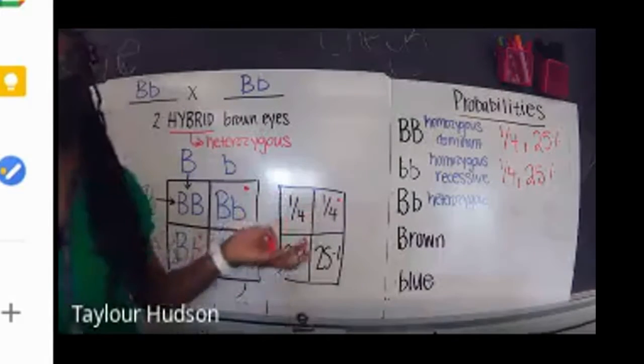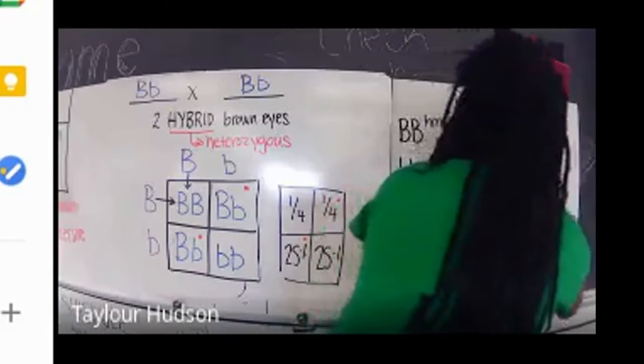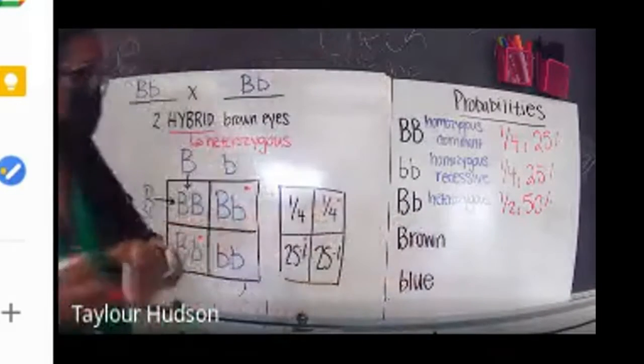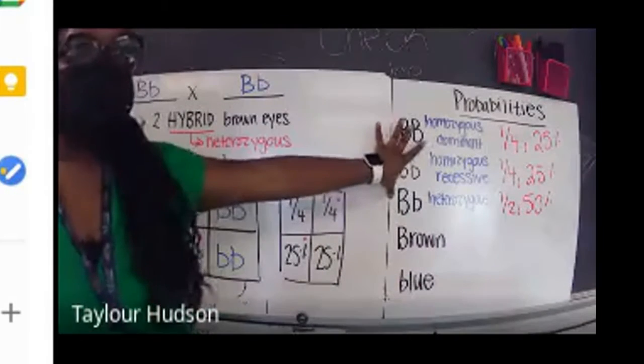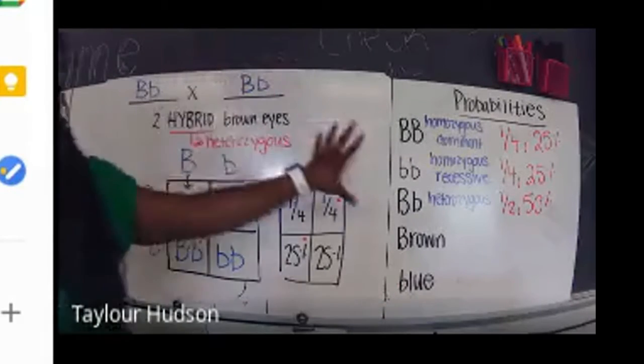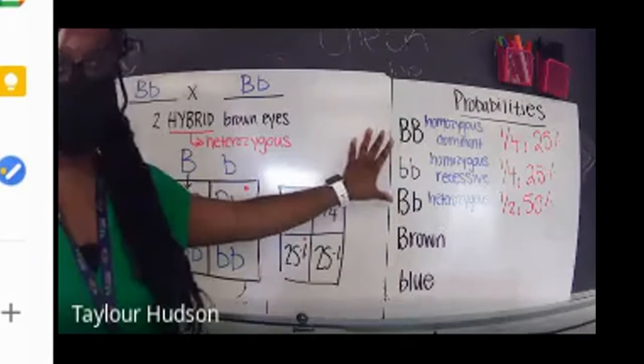You can also say 1/2. That's the same thing. That's right. 1/2 or 50%. All right. So these probabilities so far, these would be genotypes. That term genotypes describes the genes that an offspring can have.